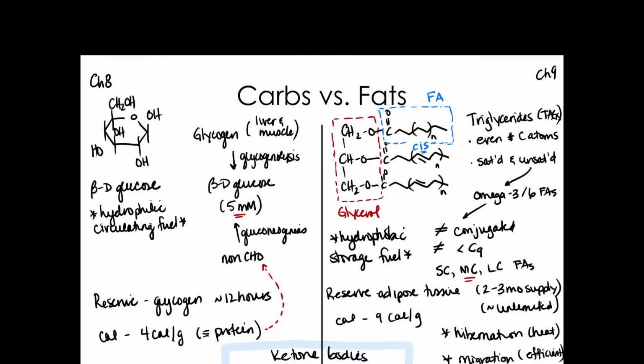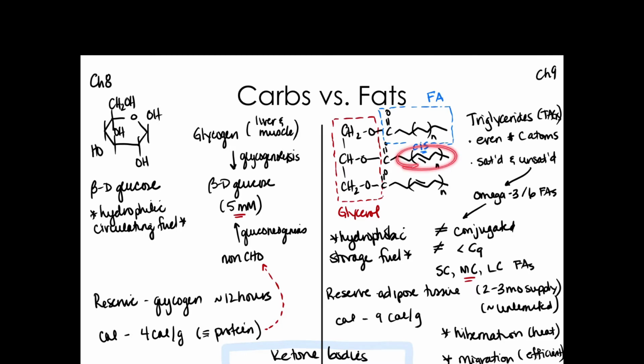If we come over to our right side here and think about triglycerides, triglycerides really represent a glycerol backbone that is esterified to 3 fatty acids. There are some important things to think about with these fatty acids.